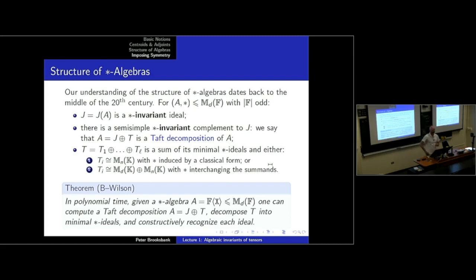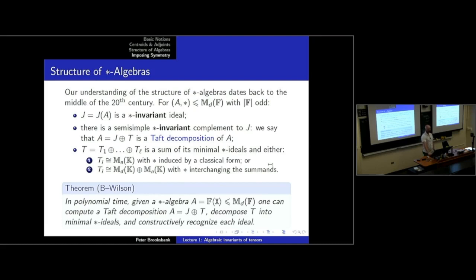So the theorem at the bottom is capturing all of that information: if you're given a star algebra, in polynomial time, you can first of all calculate a Taft decomposition. So find this star invariant ring theoretic complement to the radical. You can decompose it into minimal star ideals, and you can also say exactly what those star ideals are. You can constructively recognize them, and build the classical form that induces the star. And so you're once again in a situation where problems that you want to solve about that star ring, you can more or less just write down the answer to and then pull it back to your algebra.